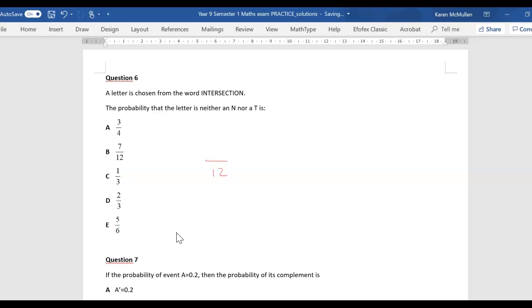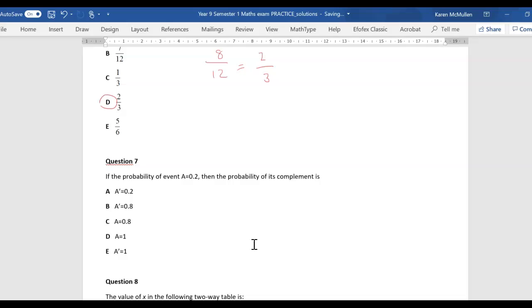All right, and then we've got to count how many are neither N or T. So I'm going to just cross out the N's and the T's. All right, so I crossed out 4, so that leaves me with 8, and I can see 8 over 12 isn't there. That means it's been simplified. So you've got to ask yourself, well, what's the highest common factor? So 4 goes into 8 and 4 also goes into 12. So 4 goes into 8 2 times and into 12 3 times. So your correct answer for that one is D.